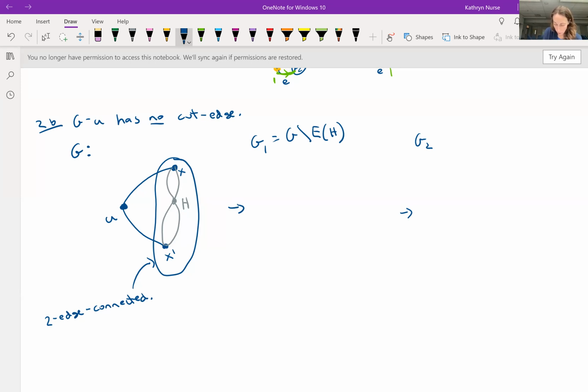And then to get from G1 to G2, we're going to contract these edges. We'll do a different color. So there could be more than 2 edges. Can have any number, at least 2. And those are edges S. They go from U to H. And so G2 is equal to G contract S. And I'll draw it. So this is U.